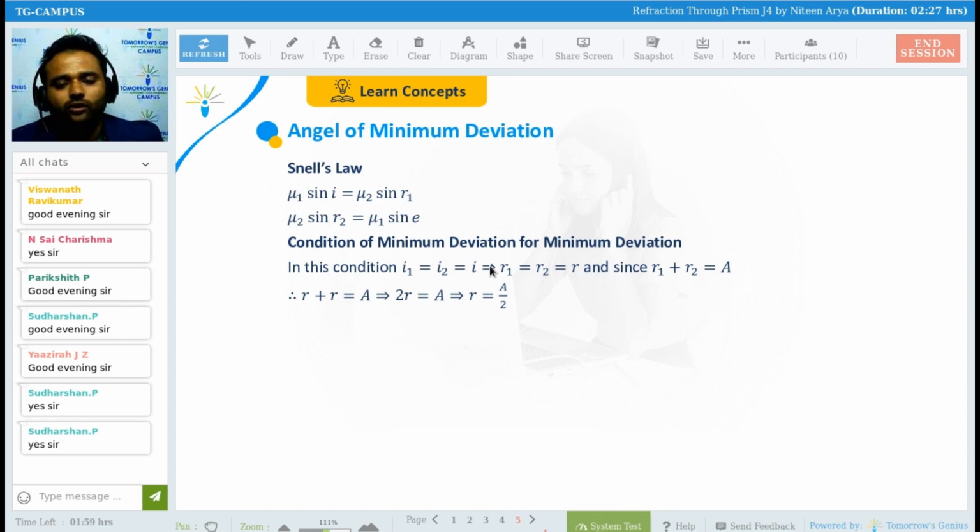Now, angle of minimum deviation. So, what are we going to discuss? We are going to discuss this. Angle of deviation we understood. So, angle of minimum deviation we are going to find, and that is very easy. Using Snell's law, mu1 sin I equals mu2 sin R1 for refracting surface 1.